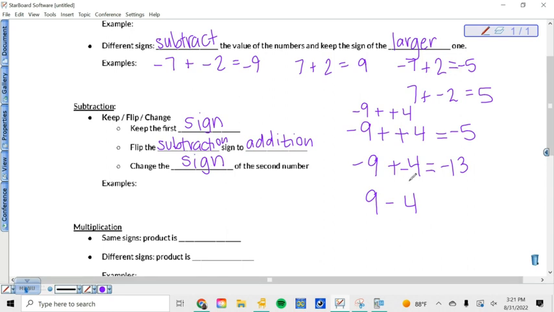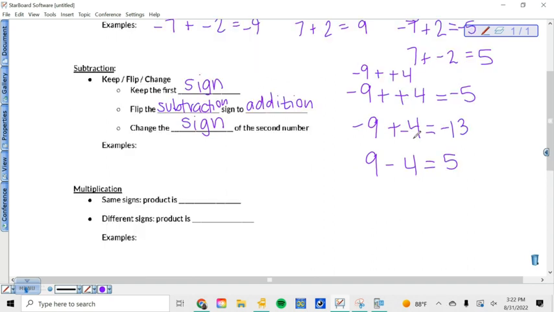Okay. And then, this is silly, but if I've got 9 minus 4, it feels really ridiculous to go through keep, flip, change for just a regular subtraction problem. So what's 9 minus 4? I think I got this one. What is it? 5. Thank you. I was confident. Okay. No, you can do it. Like, watch. I keep the first sign, flip subtraction to addition, and then change the sign of the second one. It's the same thing.